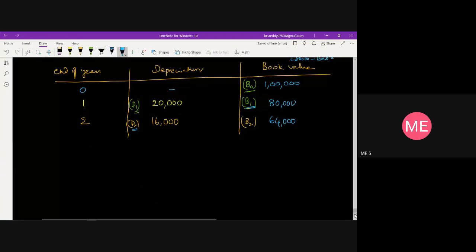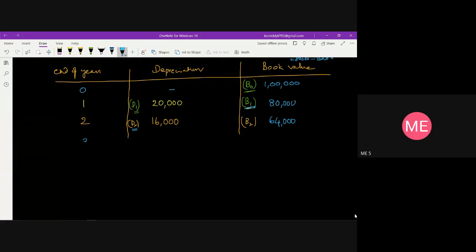Now at the end of the third year, similarly, we are going to calculate D3. We have the equation D3 is equal to K into B2. What is the B2 value here? 64,000 into 20%, which gives 12,800 as the depreciation. So 0.2 into 64,000 gives 12,800 here.